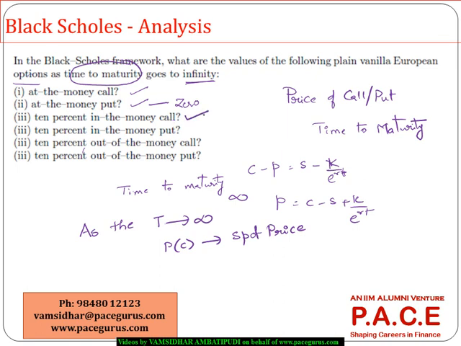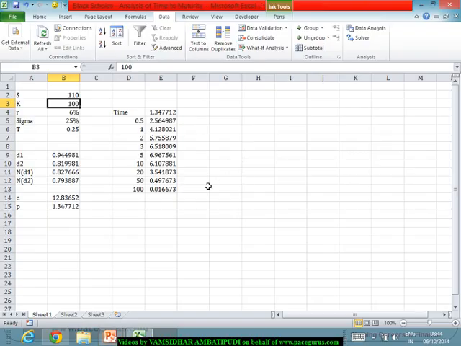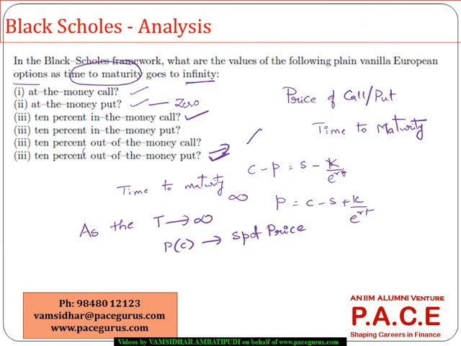I'm more interested in 10% in the money call, but this is 10% out of money put. In case of 10% out of money put also, we are seeing a pattern that up to some time the value of the put is increasing, and after that it is typically falling down to 0.